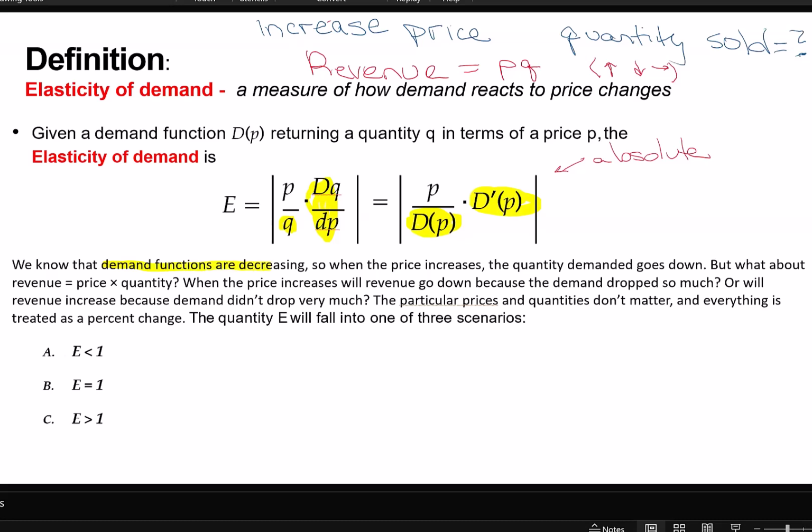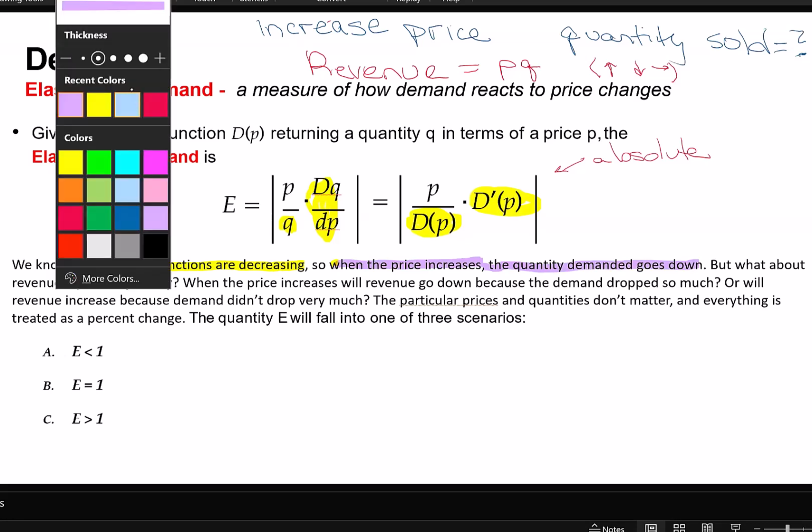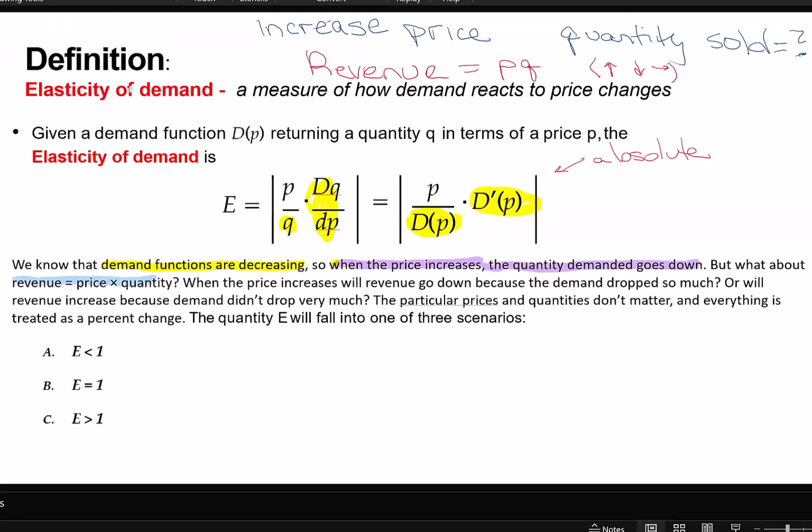The demand functions are decreasing when the price increases. When the price increases, the quantity decreases. What happens to the revenue? When the price increases, will revenue go down because the demand dropped so much? Or will revenue increase because demand didn't drop very much at all? So now I increase the price, I'm bringing in more money for the same amount of items sold. The particular prices and quantities don't matter, and everything is treated as a percent change.